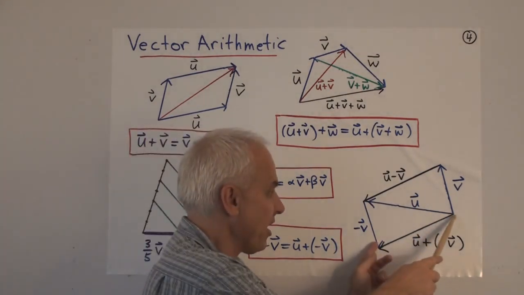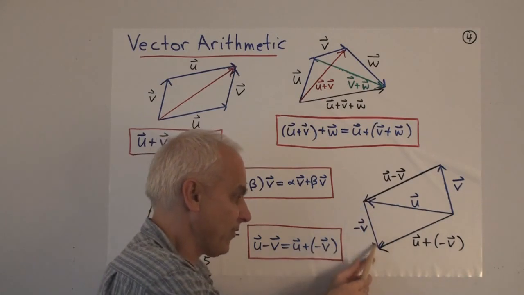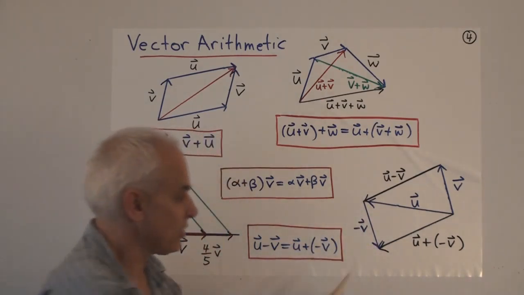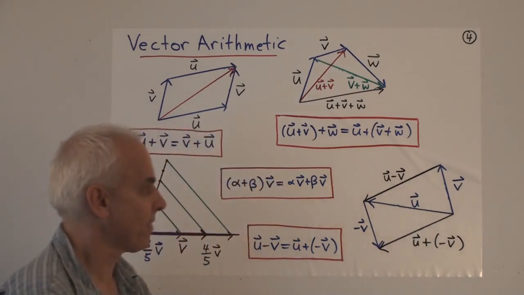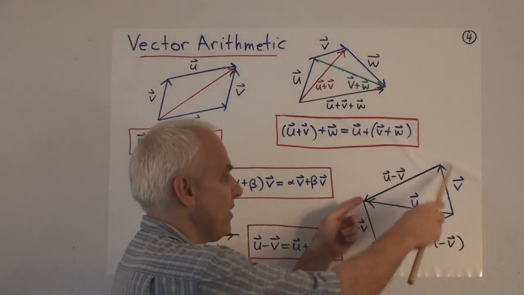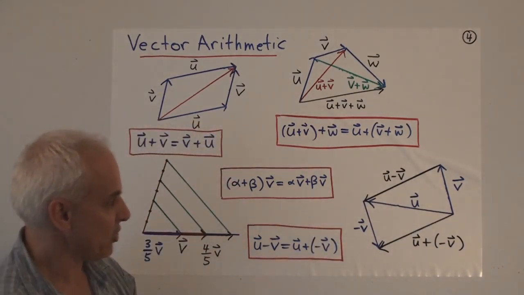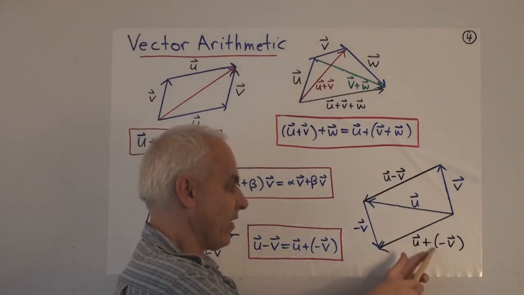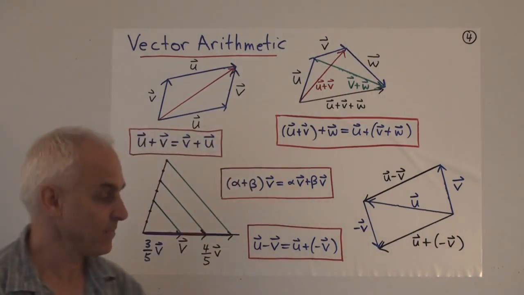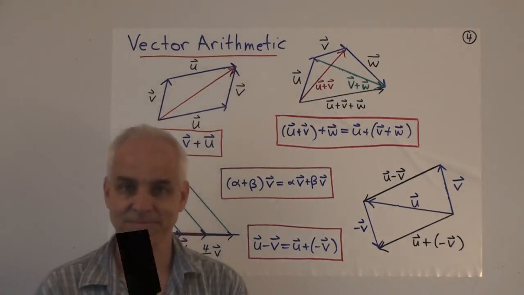Well, we can also, from this diagram, see that it's U plus this vector. And this vector we've said is minus V. So when we go this way, we get U plus minus V. When we go in this part of it, we see that it's U minus V. And that shows us that the vector U minus V is the same as the vector U plus minus V. So that's another basic rule that we use quite a lot.